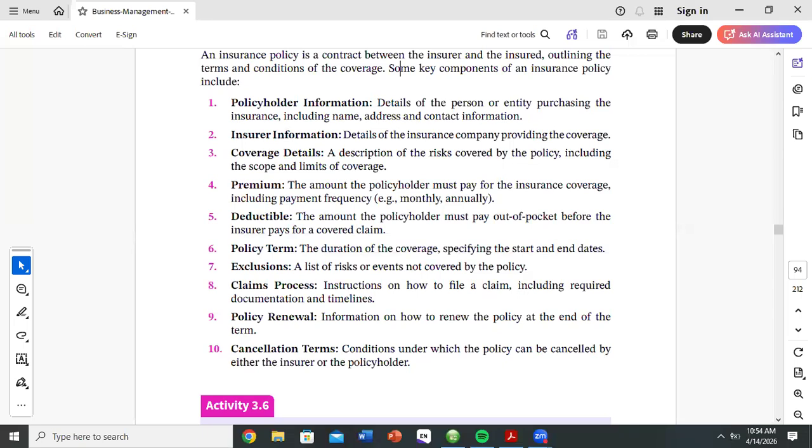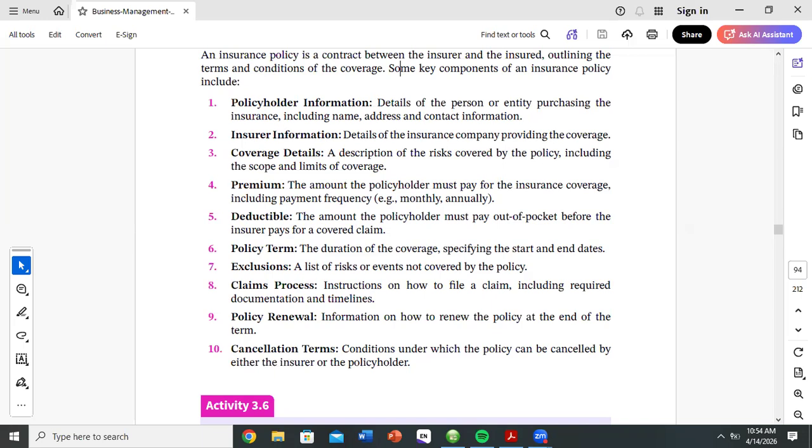Okay, let's go to the next one, which is number 8, Prof. Selicum. Claims process. Instructions on how to file a claim. Required timelines. So yes, the policy will tell you that if the event happens, maybe you write a letter, you submit pictures, whatever, to the office. Within 1 week, it will be processed, and so on.